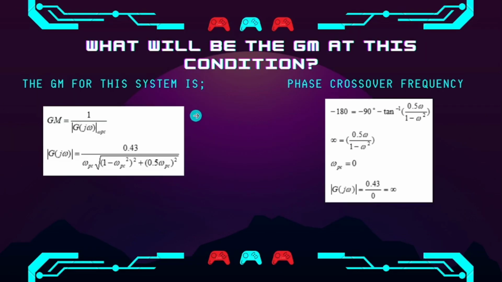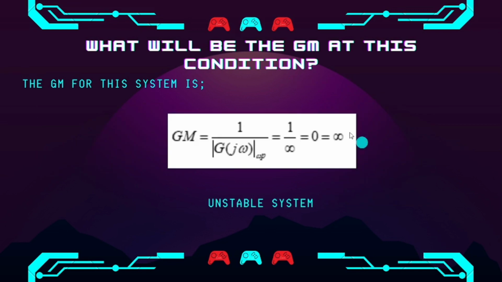Next, the third question: what will be the gain margin at this condition? To solve the question, the gain margin formula is this formula, and to solve it, we need to use the first crossover frequency equation. When we solve the equation, we get the gain margin equal to infinity, which means the system is stable.